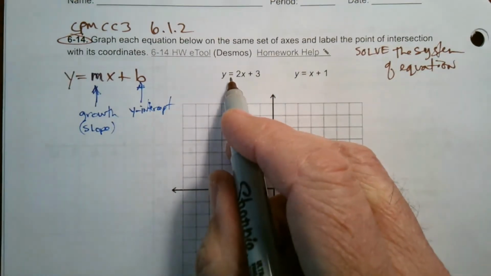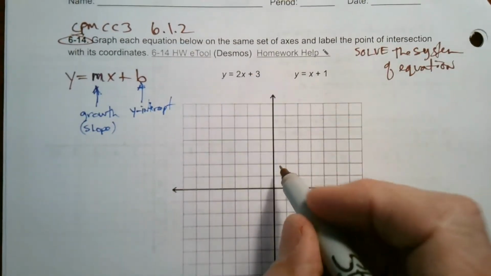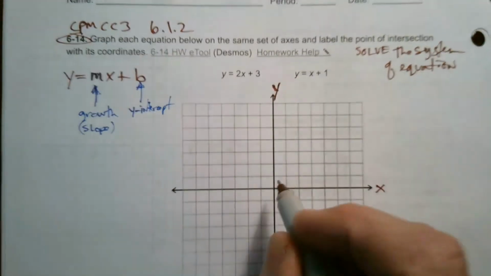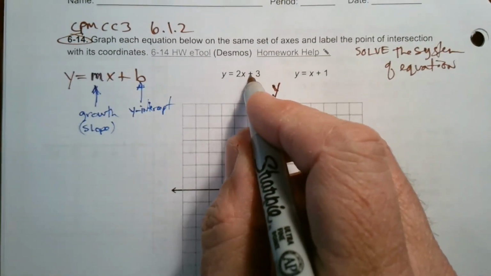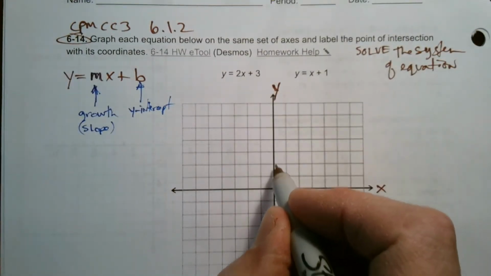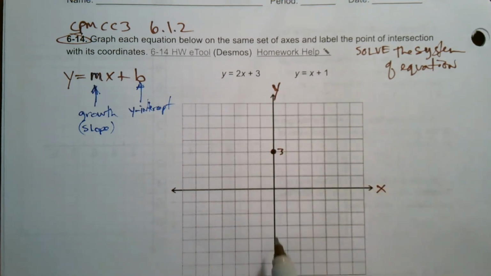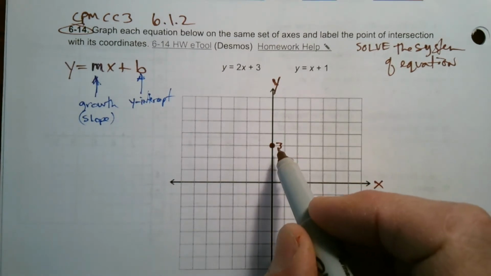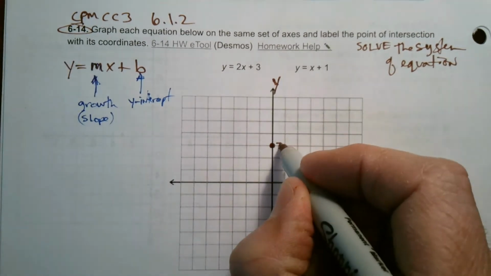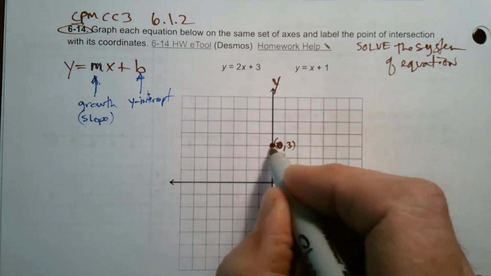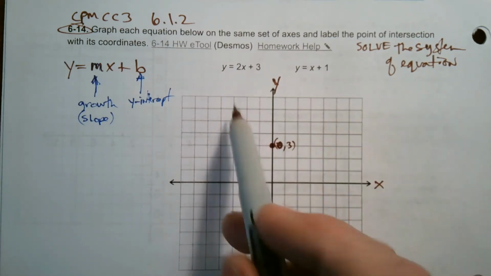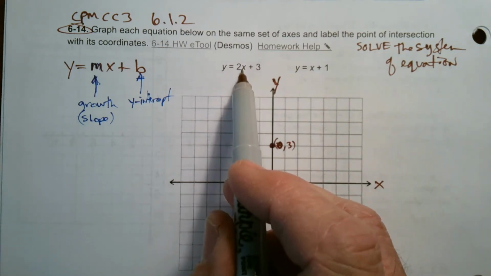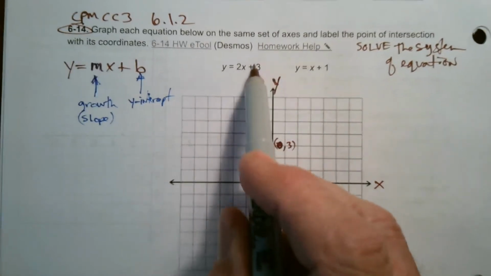So if I'm going to graph this one here, I always start with the y-intercept. This is my y-axis, this is my x-axis. The y-intercept is at positive 3. So on my y-axis, there's where positive 3 is: 1, 2, 3. So that is a point, (0, 3). That point is a point on that line. It's a solution to this equation. So if I put 0 into x, I get 3 for y. That's why we start with that y-intercept.